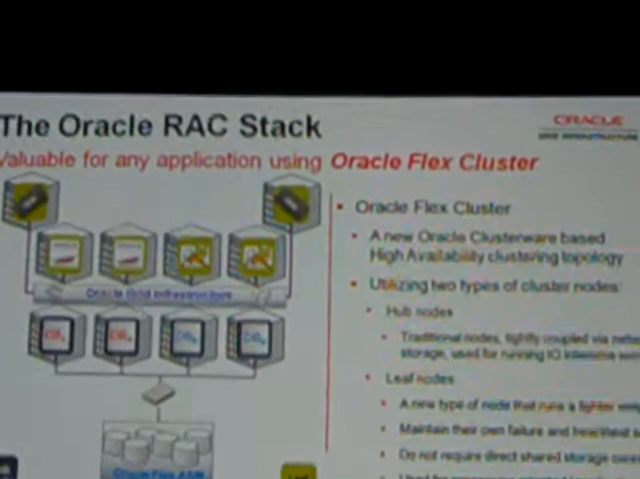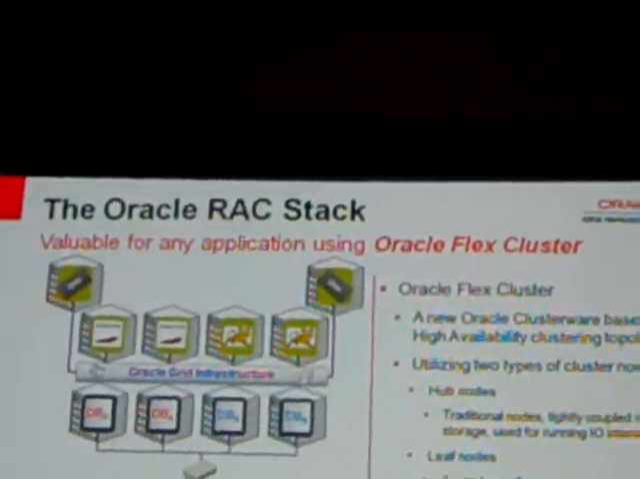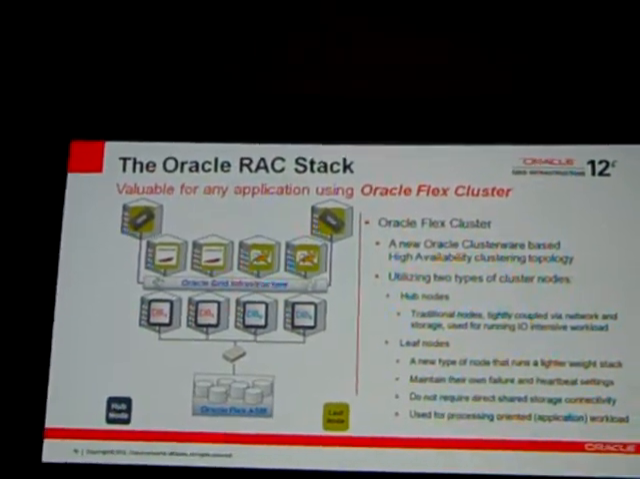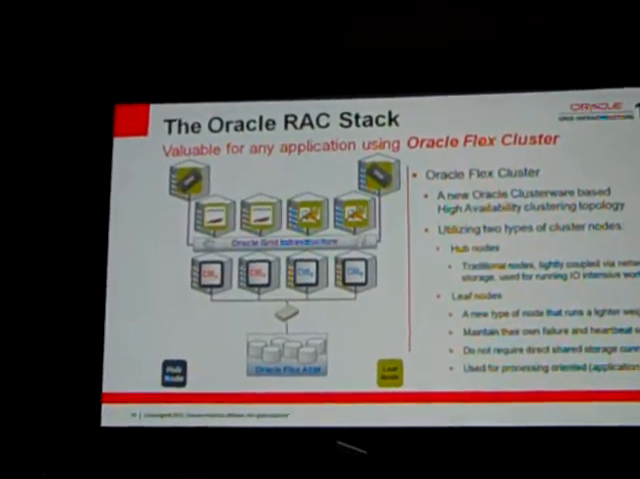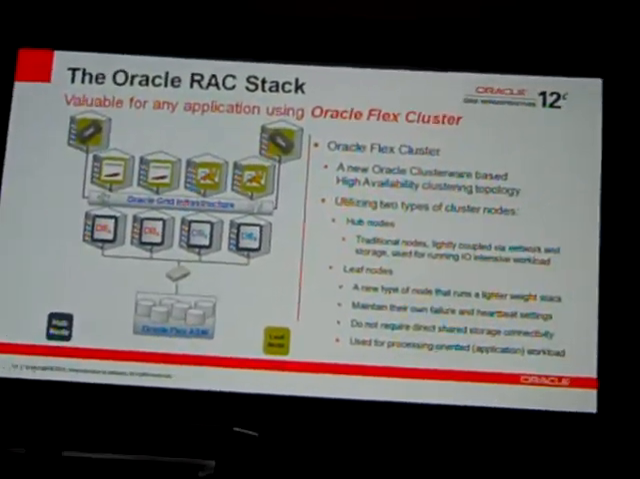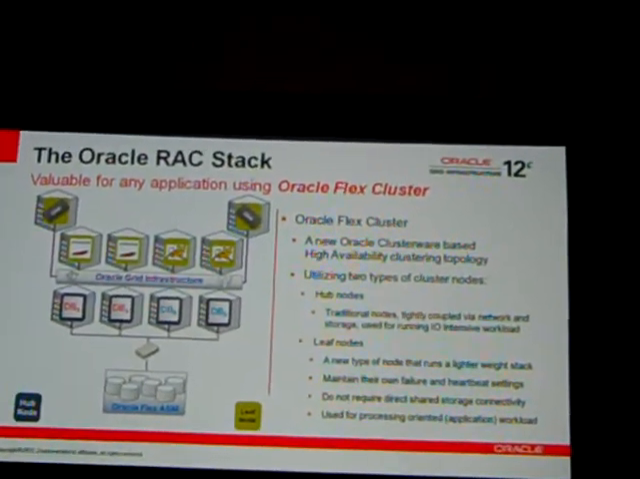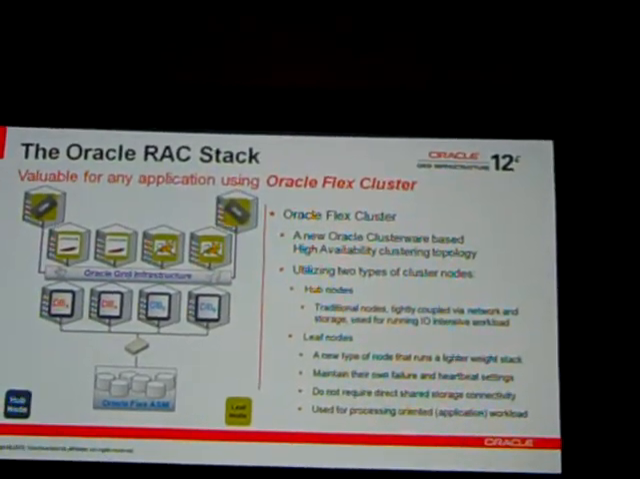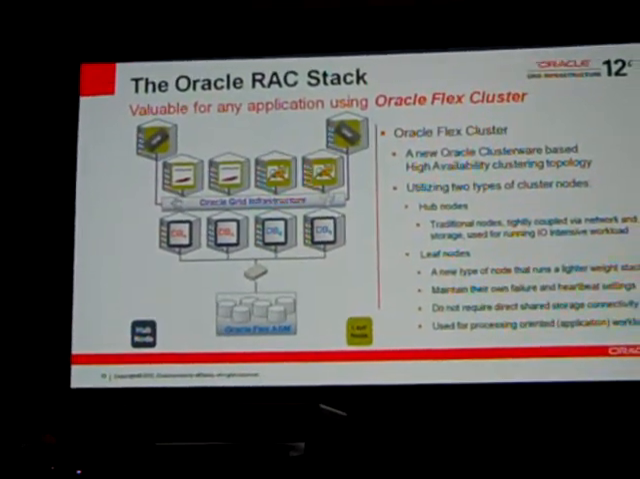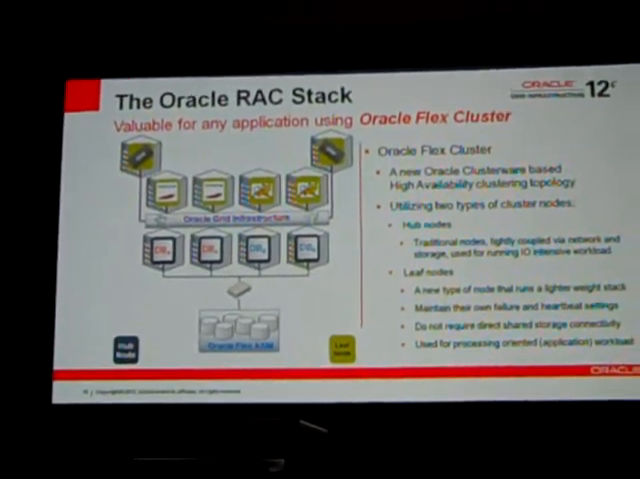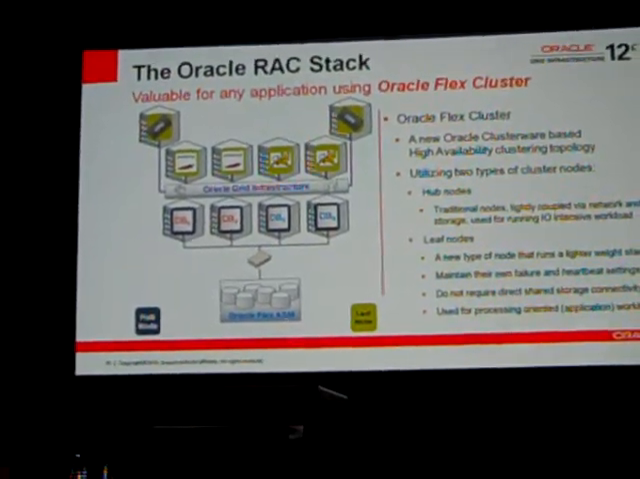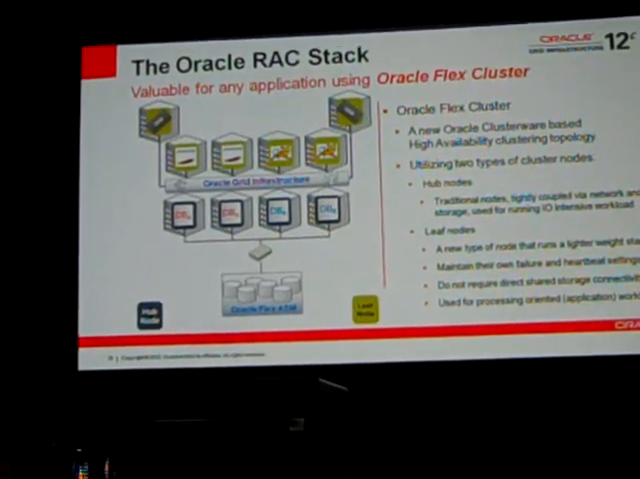In this context, on Wednesday John McHugh spoke about the flex cluster. And the flex cluster could be thought of as a logical enhancement of what I've just shown you. Flex cluster combines two types of nodes, the hub nodes and the flex nodes, the leaf nodes, I'm sorry. Hub nodes are traditional nodes tightly coupled via network and storage, used for running I/O intensive workload. Basically the nodes that you know from 11.2 in 12c will be hub nodes.